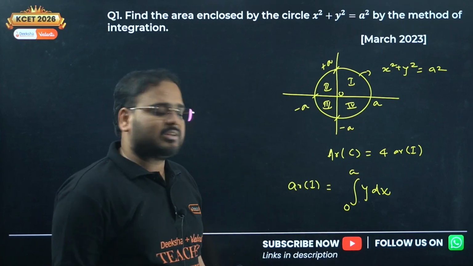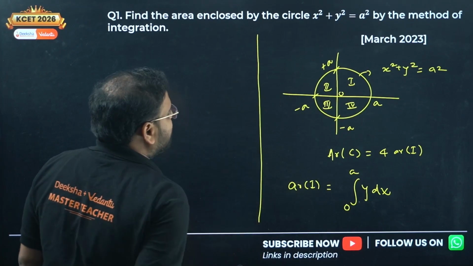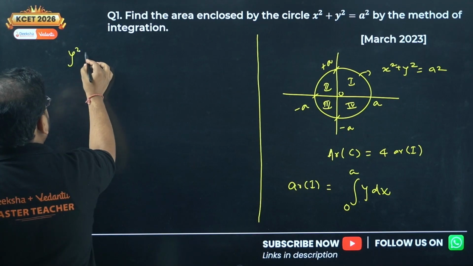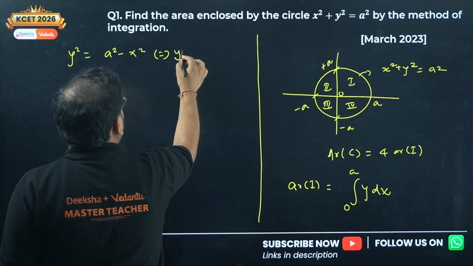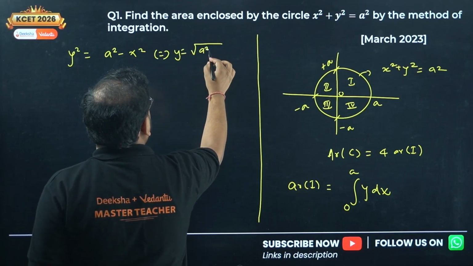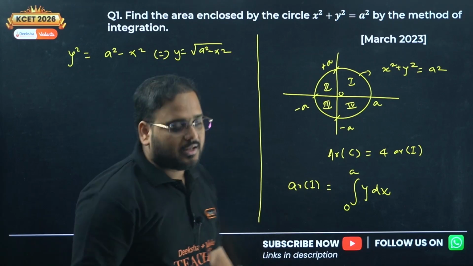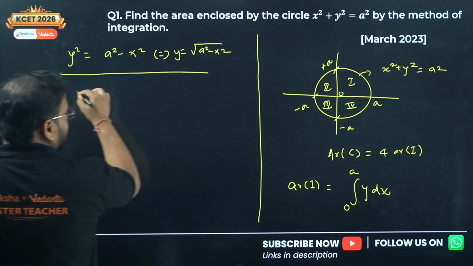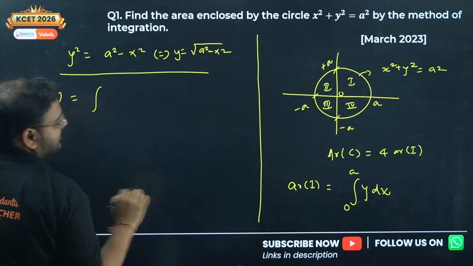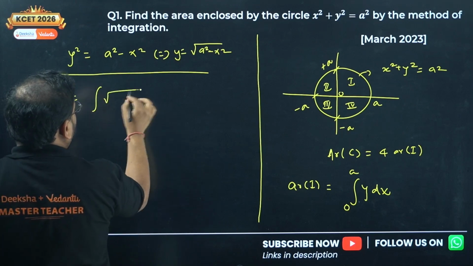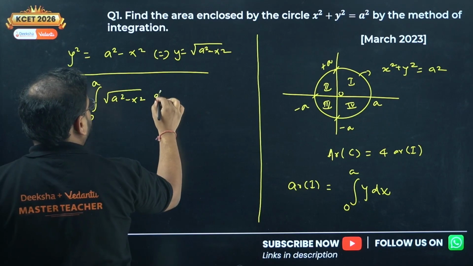Okay. So what is the value of y over here? We're going to find it by making y the subject. So we'll have y square equals a square minus x square, and y equals root of a square minus x square. Now we can put the value of y back in our integral. We'll have the area of part 1 as integration of y dx, right? So integration of root of a square minus x square from 0 to a dx.